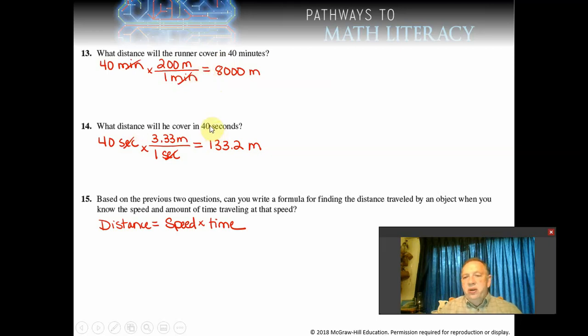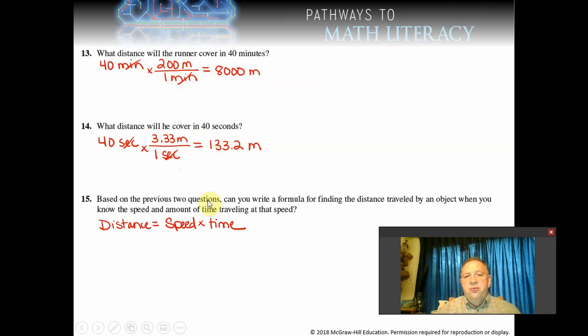Now what about if I want to do 40 seconds? I can't multiply 40 seconds here and get that to cancel. That would have been a minute. So I need to go back to that equivalent rate in meters per second. We had 3.3 meters per second. 40 seconds. Now the seconds will cancel, and that gives us 133.2 meters.